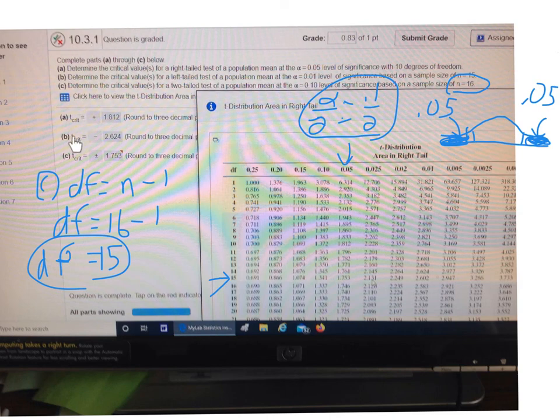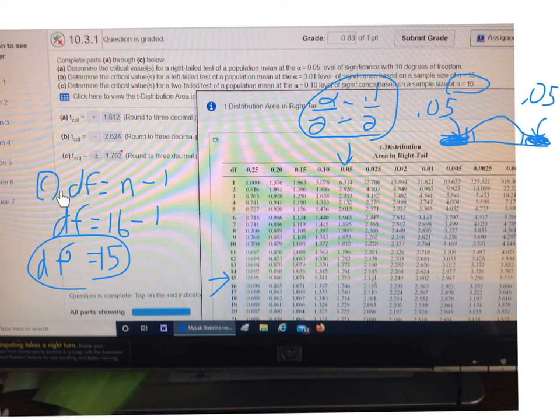You're having problems with critical values. Looks like I just pulled up this example. Looks like you got the first two, but the third one gave you a little bit of problems here. So what is C? Determine the critical value for a two-tailed, I guess these were right and left-tailed, with a population mean at alpha equal 0.1, level of significance, based on the sample size of 16.